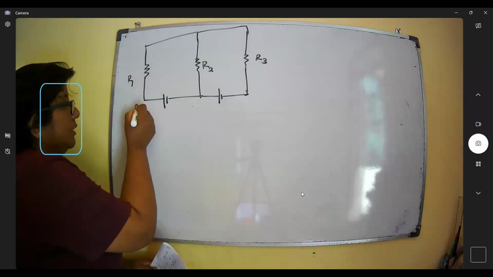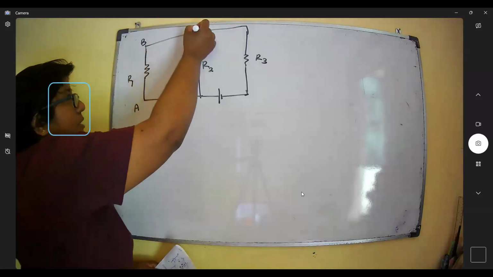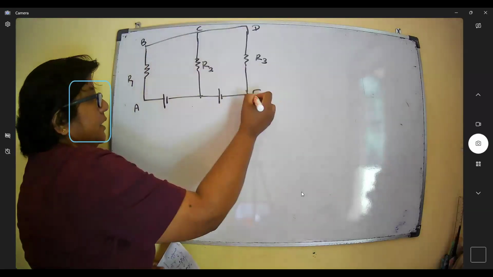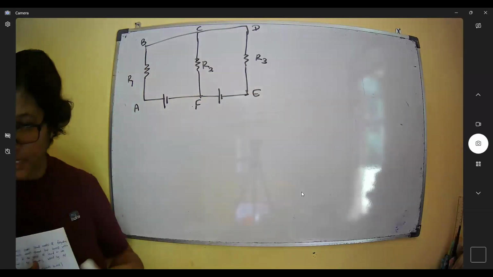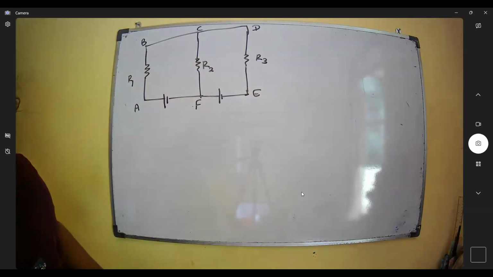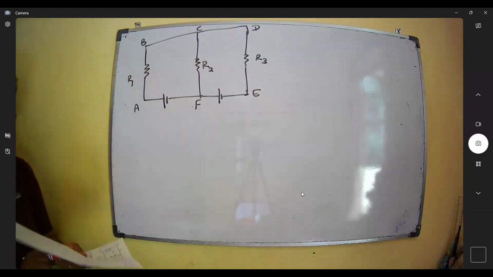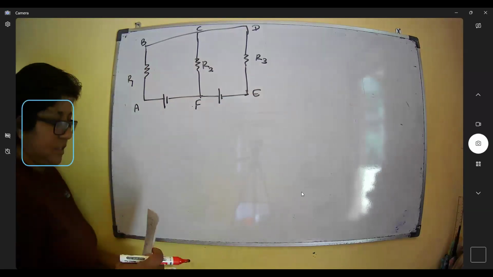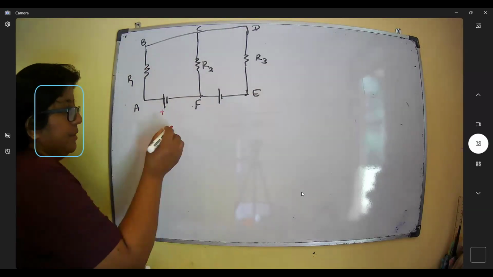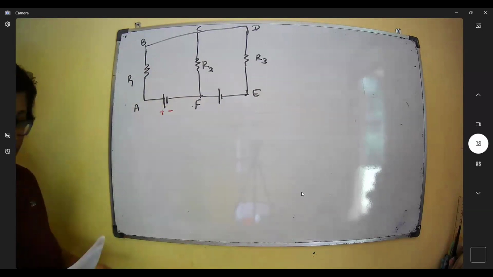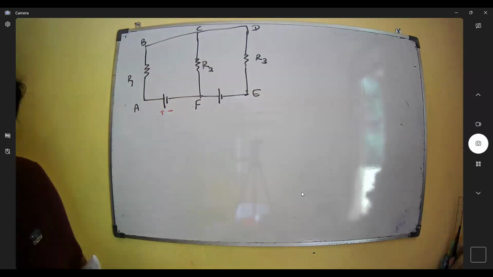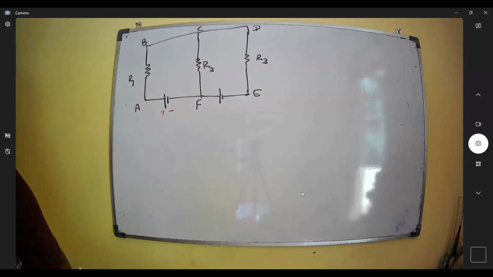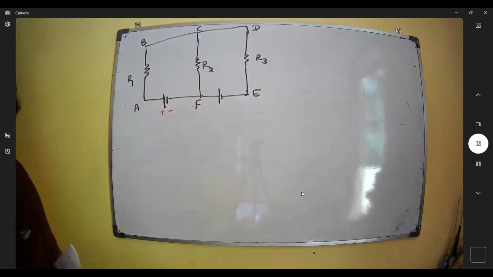I'm taking the loop as A, B, C, D, E, F. Then I'm marking all the necessary things here, considering directions, right? In this one, we know this is the positive terminal of the battery and this is the negative terminal. On the other side also, we know the positive and negative terminals. So we can consider the potential difference as positive to negative, right?